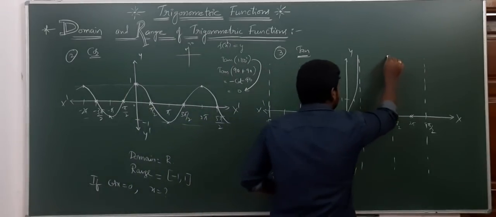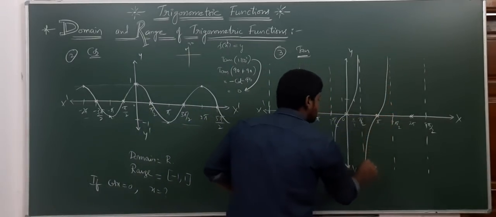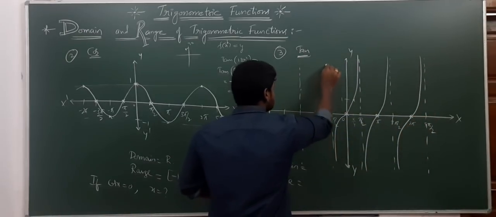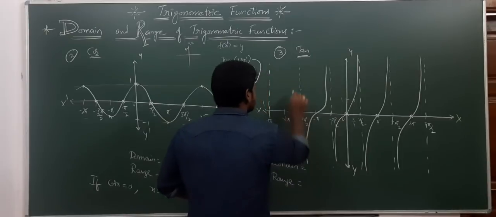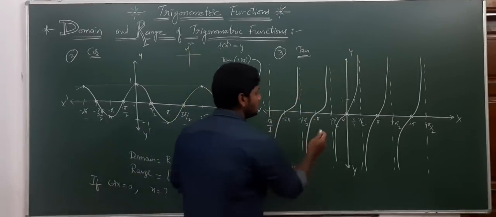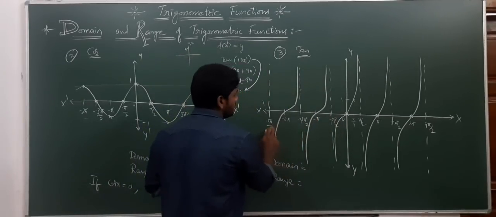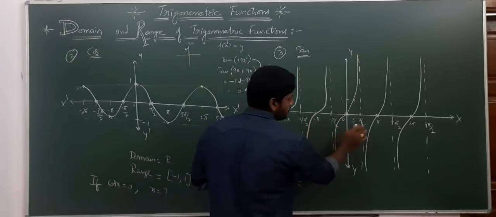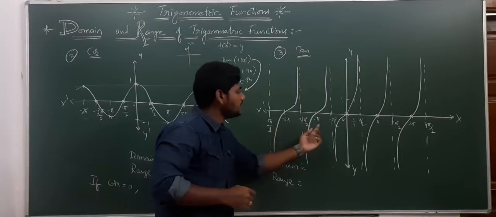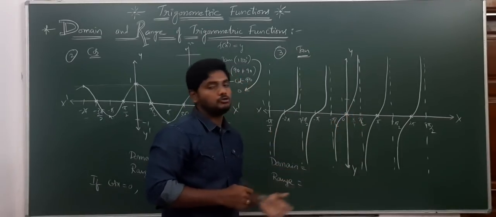So tan pi is 0. Again tan 3 pi, tan 4 pi, tan 2 pi, tan minus 2 pi, all these values are 0. So the tan function graph will come like this. It won't touch at minus pi by 2, minus 3 pi by 2, pi by 2, 3 pi by 2, 5 pi by 2. Where the tan value is 0 means minus 2 pi, minus pi, 0, pi, 2 pi, like that.